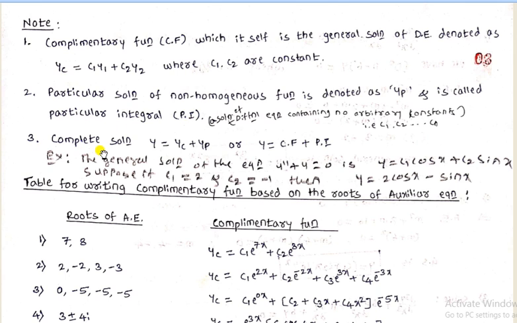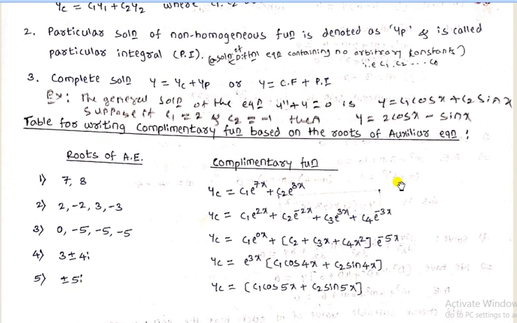The third one is the complete solution. Complete solution means we add the results of Yc and Yp, where Yp means the particular integral. So the complete solution is y equal to complementary function plus particular integral.